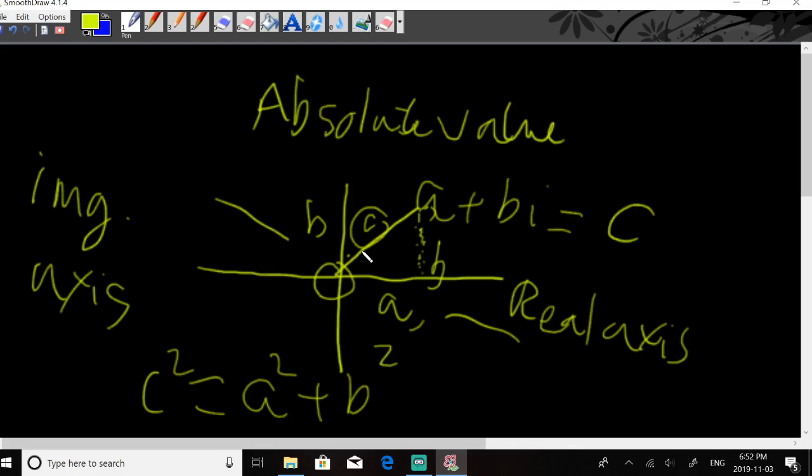Moving on. Determine the geometrical representation of a complex number.